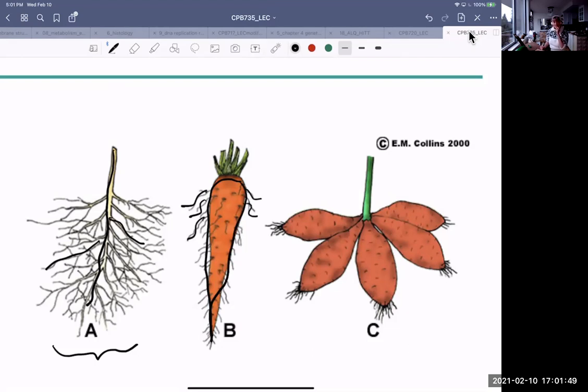And of course, a carrot is a selected kind of a plant, selected by humans. And these are also storage roots. And they have little lateral roots at the end.